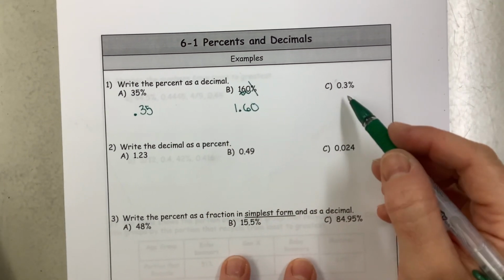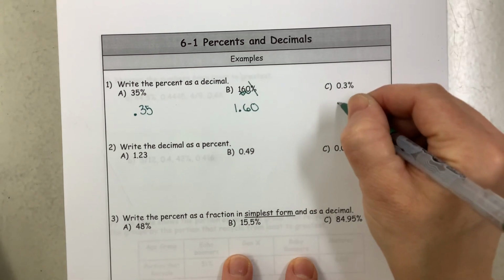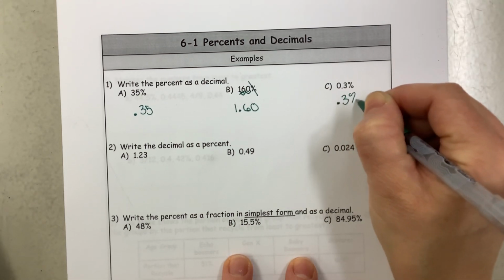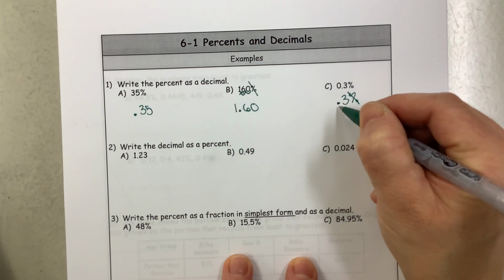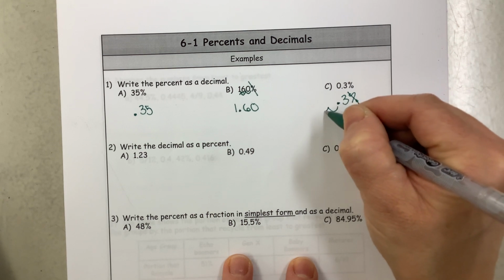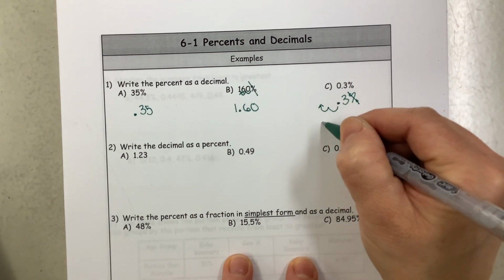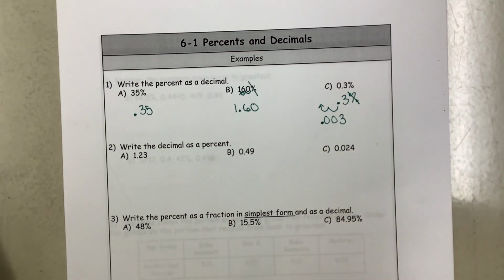All right, on this one, we're still going to do the same thing. So we're going to take our 0.3%. We're going to cut off the percent. We're going to take our decimal, which this time is not behind the 3, but in front of the 3, and we're going to move it 1, 2 times. So 0.003 is our decimal.